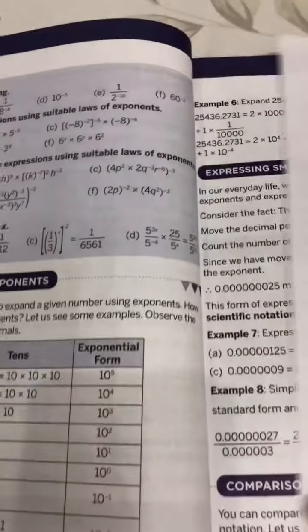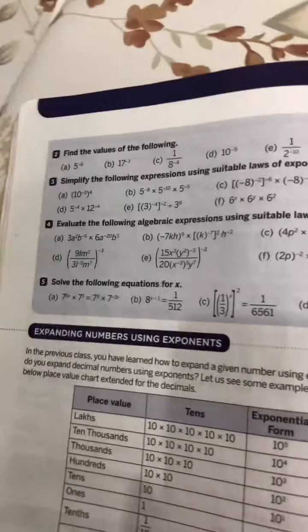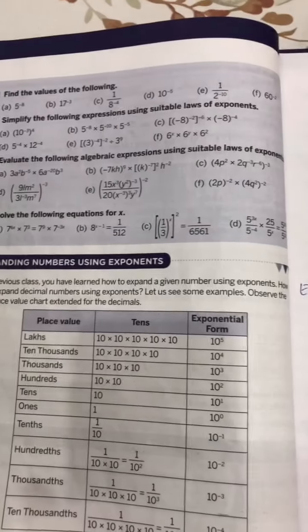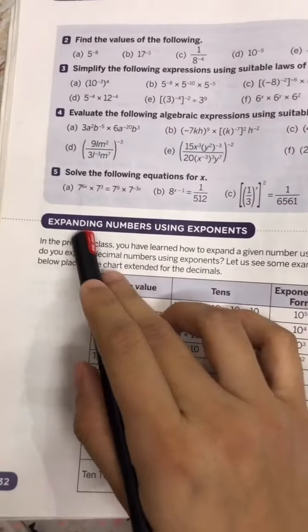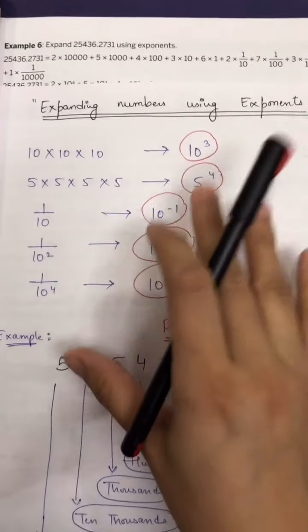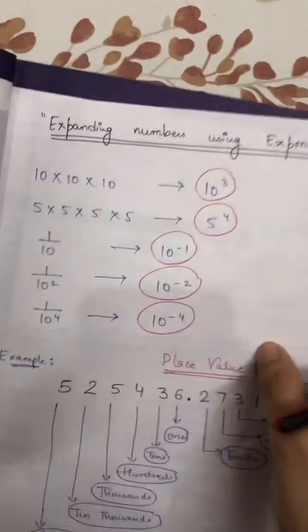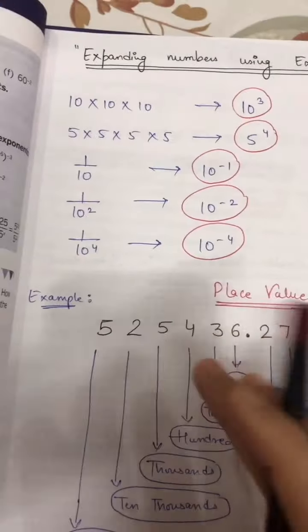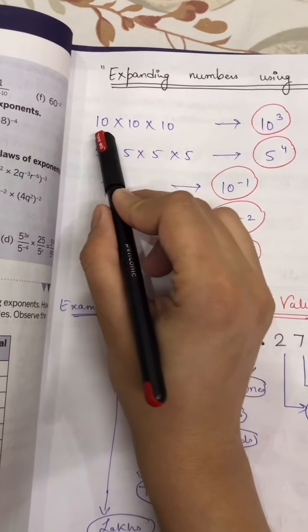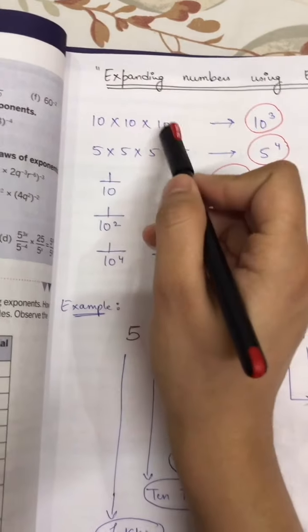Now after this exercise 2.1, we have the next exercise 2.2. It is based upon how you can expand numbers with exponents. So this is your first topic, expanding numbers using exponents. Before starting this topic, I'm going to tell you some basic things. First of all, 10 multiplied by 10 multiplied by 10.